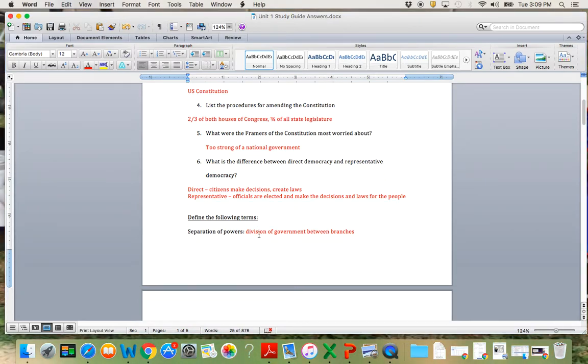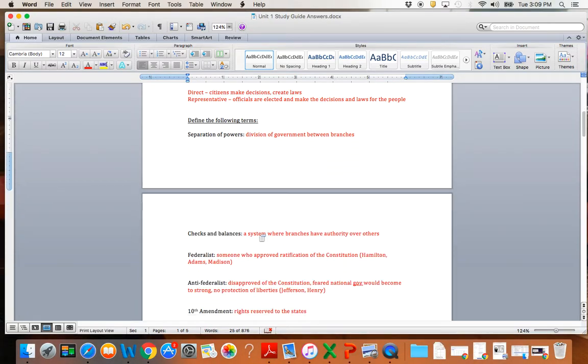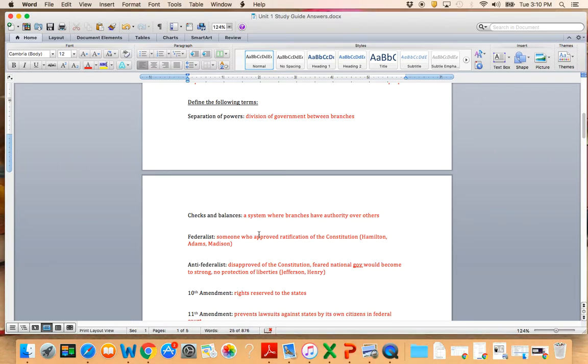The difference between direct democracy and representative democracy. Direct is the citizens make all the decisions, create the laws, they all come together. In representative democracy, or a republic, officials are elected to make those decisions for the people. Here's a couple of the key terms. Again, separation of powers, division of government between the branches, and don't get that confused with checks and balances, which is a system where one branch can check over the other branch so one branch doesn't become too powerful.